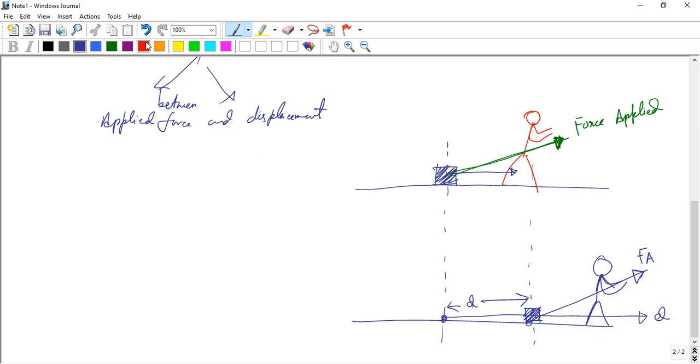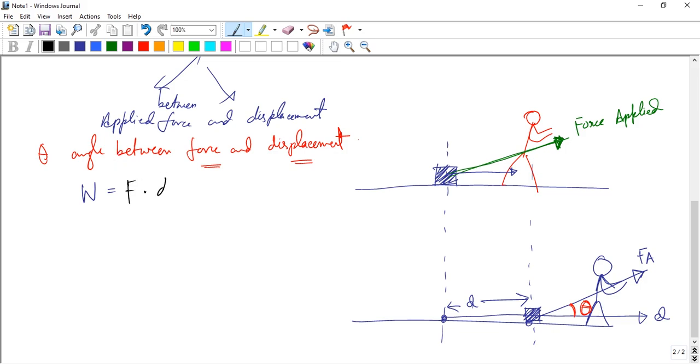So there is an angle, and this angle is called theta. Theta is the angle between force and displacement. If theta is the angle between force and displacement, what will happen? You know the work done formula: W equals F times displacement d, and that is also a vector.